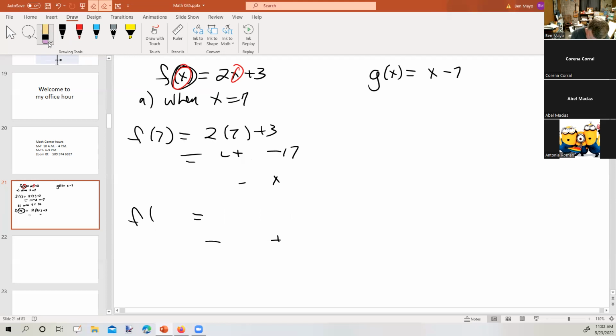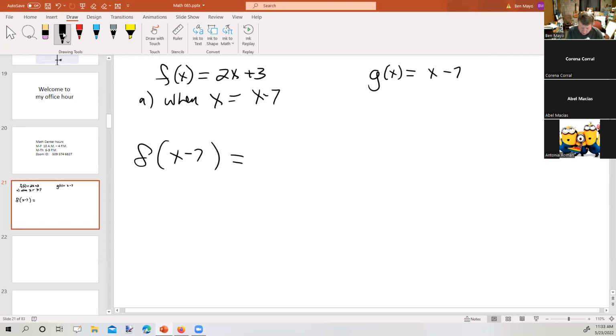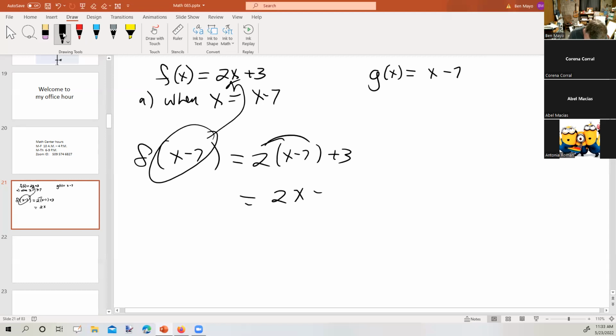What about this? Let's see if I can get rid of the red. Okay, here. What about when x equals x minus 7? So in other words, f of x minus 7. What would you do there? You'd put x minus 7 in the place of x, right? So you'd get that. Everybody okay with that? Which would be 2x minus 14 plus 3, or 2x minus 11.